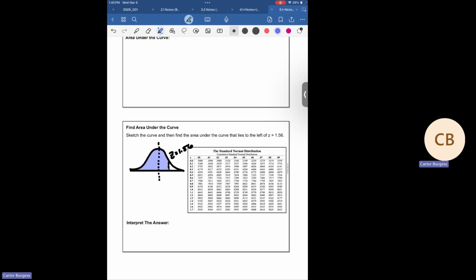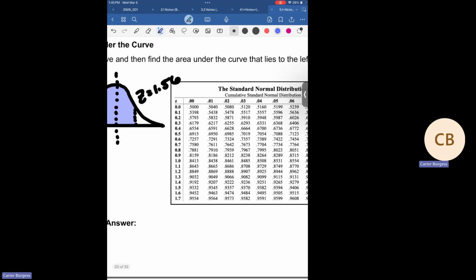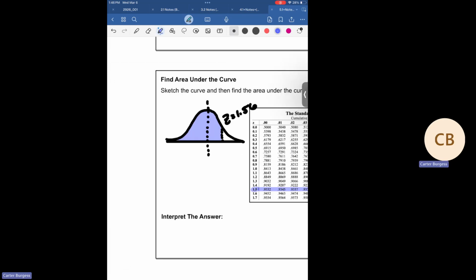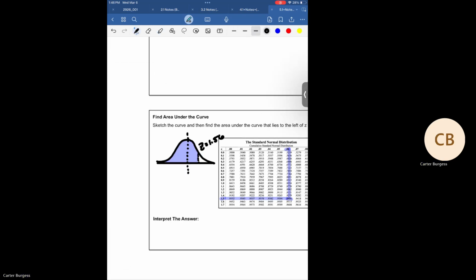So all we're going to do is look at our table. The column tells us the ones digit and the tenths place, and then the row tells us the hundredths place. So 1.5 fits here, 0.06 fits here. We are looking at this value where they overlap. And so that area is equal to 0.9406.